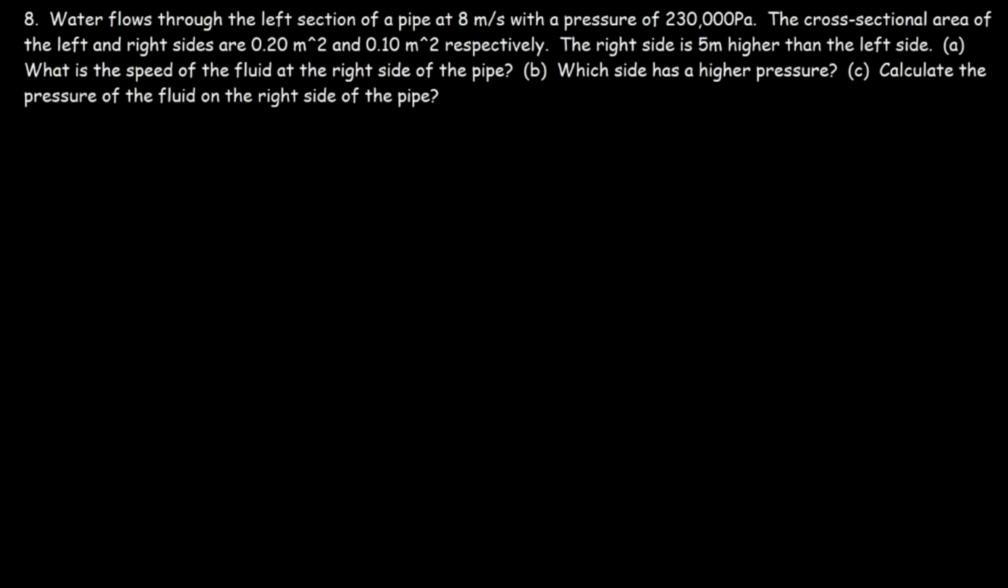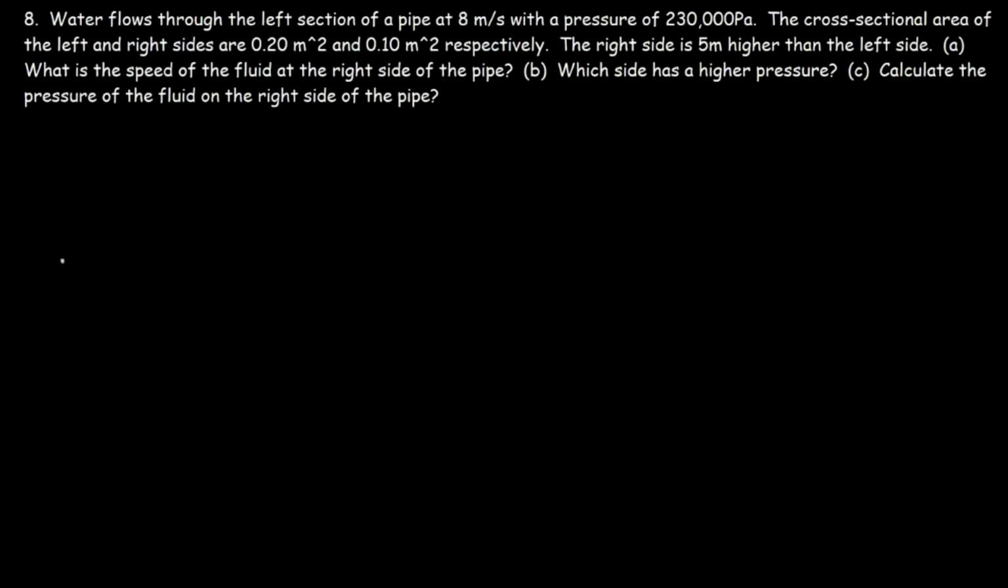Number 8. Water flows through the left section of a pipe at 8 meters per second with a pressure of 230,000 pascals. The cross-sectional areas of the left and right sides are 0.20 square meters and 0.10 square meters respectively. The right side is 5 meters higher than the left side. Part A. What is the speed of the fluid at the right side of the pipe?